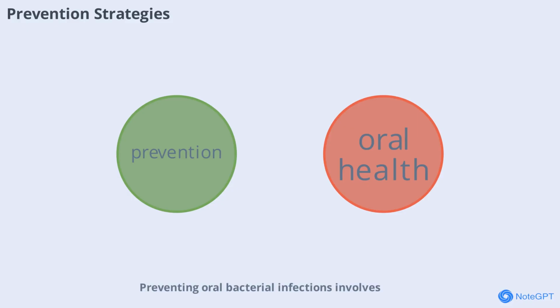Preventing oral bacterial infections involves vaccination such as BCG for tuberculosis, practicing safe sex, maintaining good oral hygiene, avoiding sharing personal items, and ensuring proper nutrition. Public health measures, early diagnosis, and prompt treatment are essential to control the spread of these infections and reduce complications.